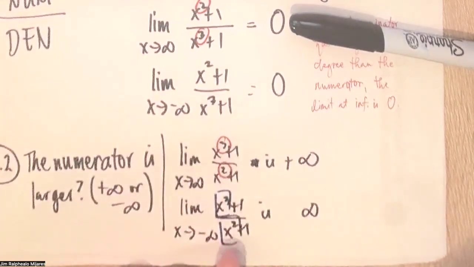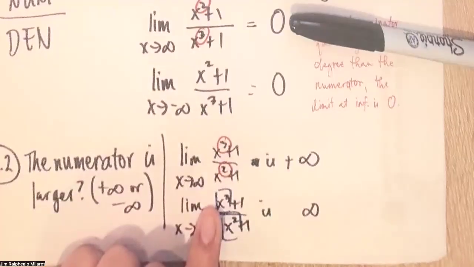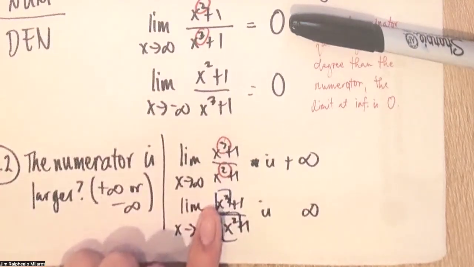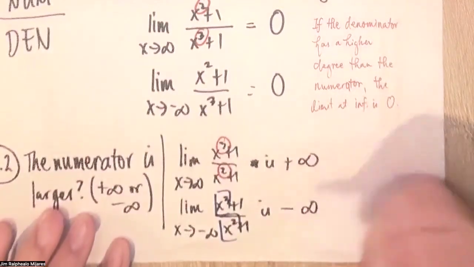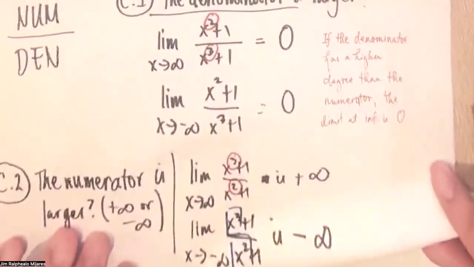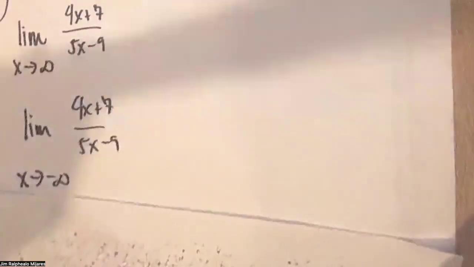So in here, the denominator is going to be x squared. If we substitute a negative number and it's squared, it's positive. In here, x cubed, if we substitute a negative number and we cube it, it's negative. So it's negative over positive. This is negative.